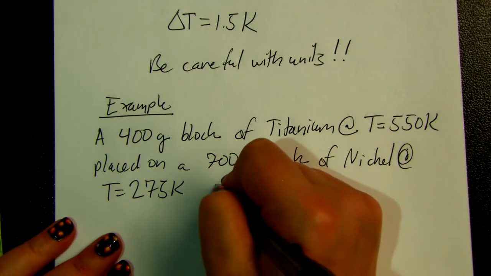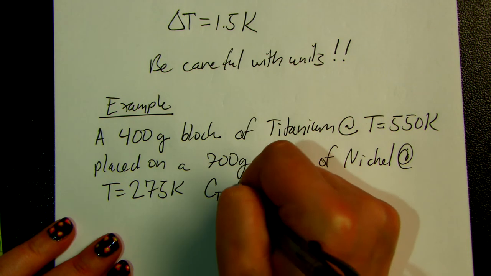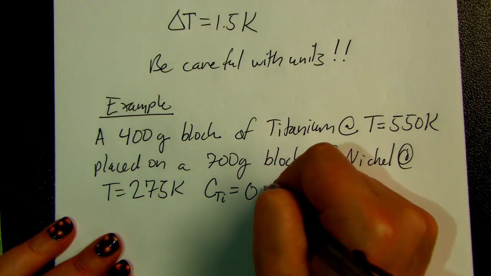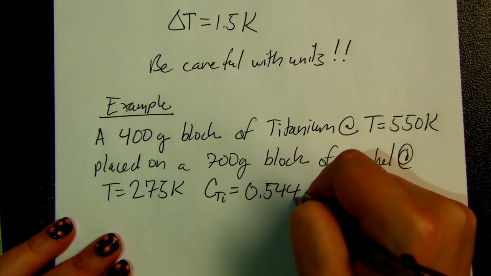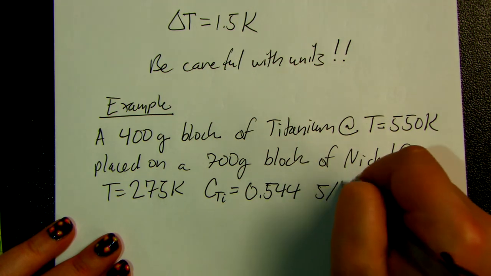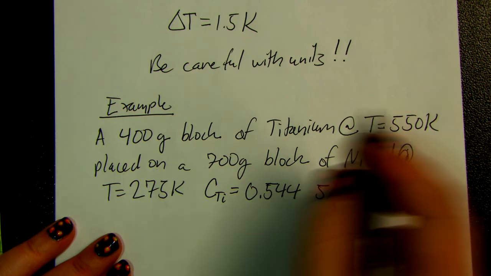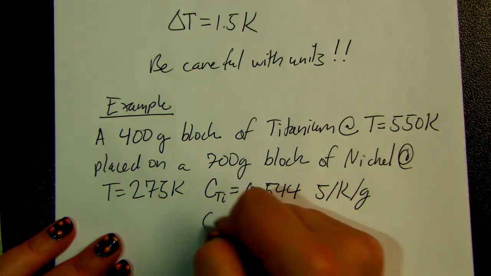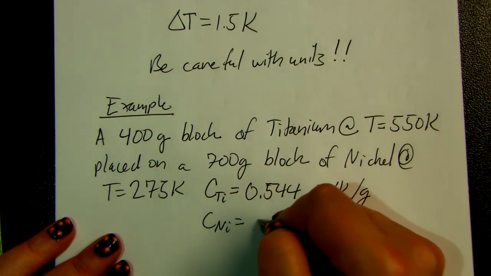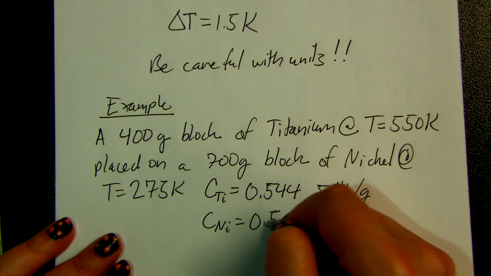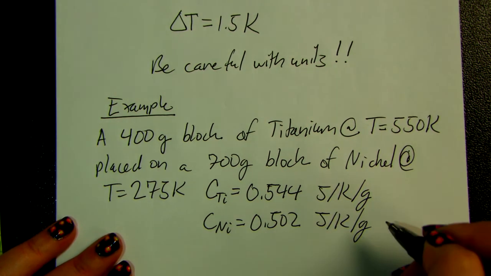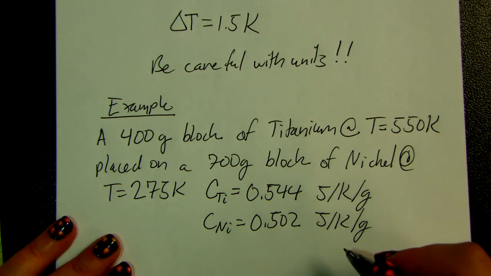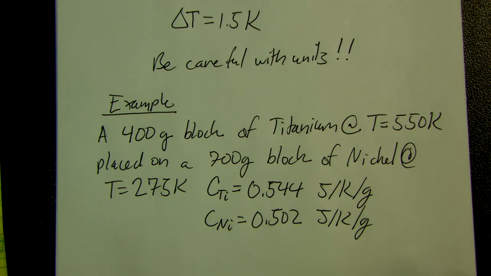So the specific heat of titanium is equal to 0.544 joules per Kelvin per gram. And the specific heat of nickel is equal to 0.502 joules per Kelvin per gram. So the only specific heat I'd have you memorize would be that of water. Anything else would be given to you, or you'd have the ability to calculate it.